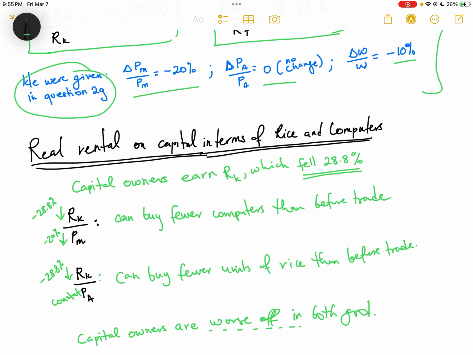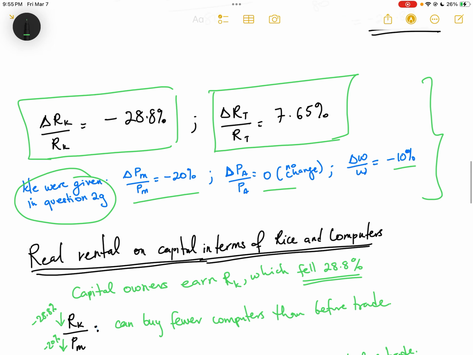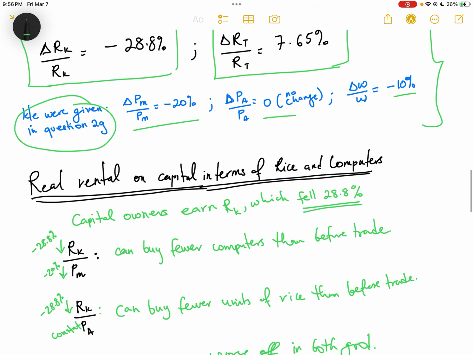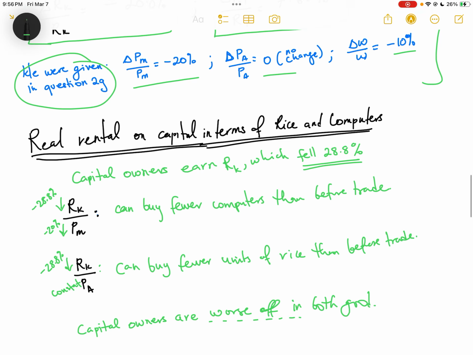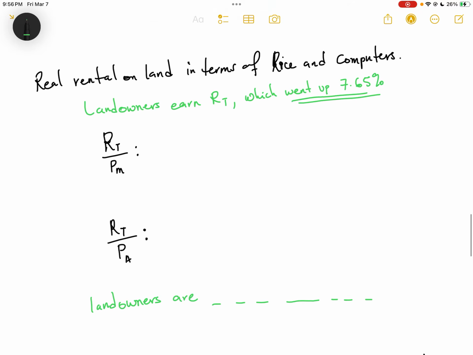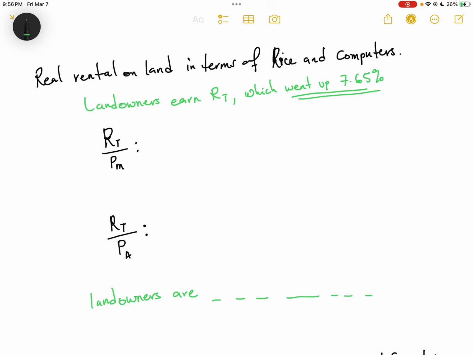Do you see how we just did that? We used our calculations above and the information from question 2G to write all of this up. Okay? So pause the video here, go back and look for anything you missed. All right? Moving on. Real rental on land in terms of rice and computers.